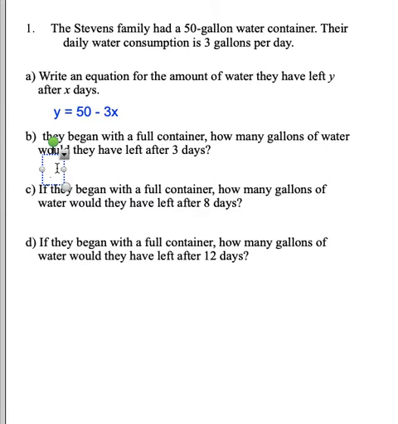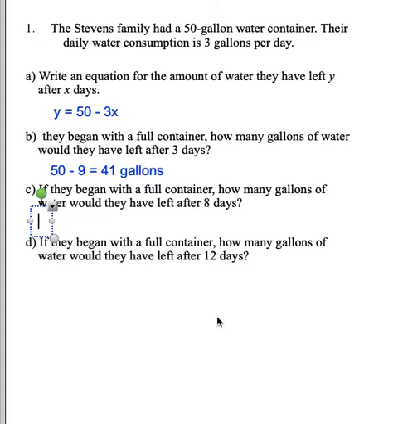On B, if they start with a full container, how many gallons of water would they have after 3 days? So you have to think about the fact that they're using 3 gallons a day, and they've done it for 3 days, so they've used 9 gallons. So they would have 41 gallons left. So make sure you're labeling your answer.